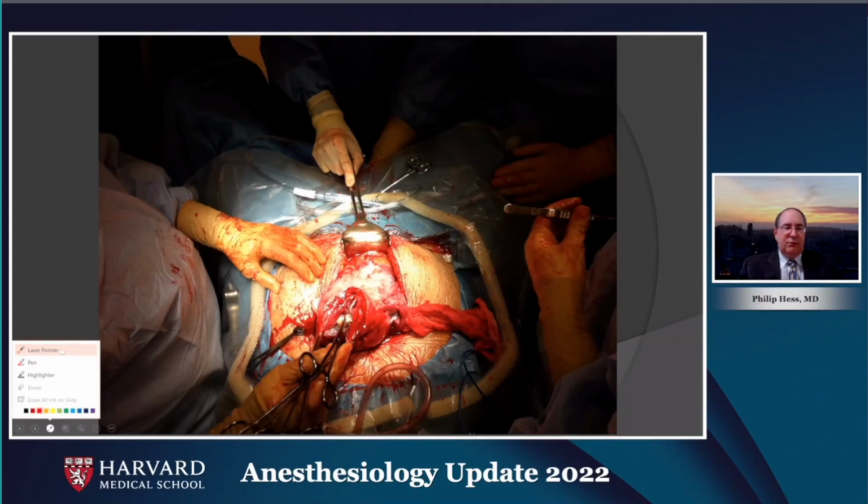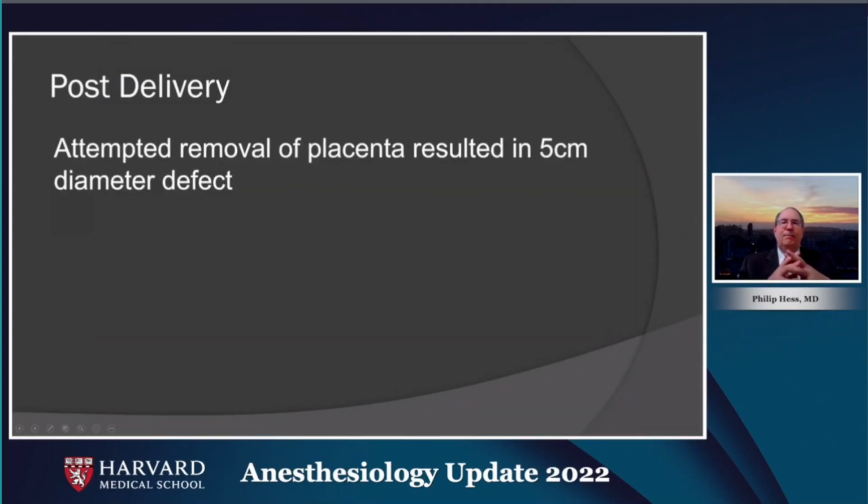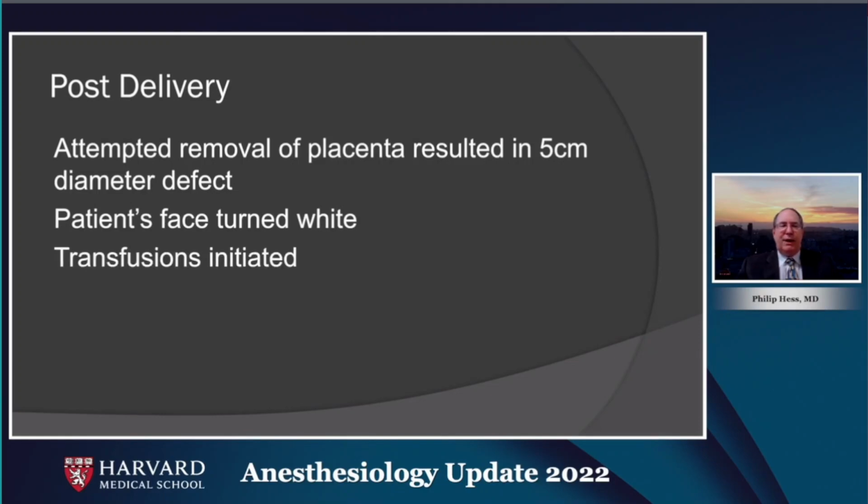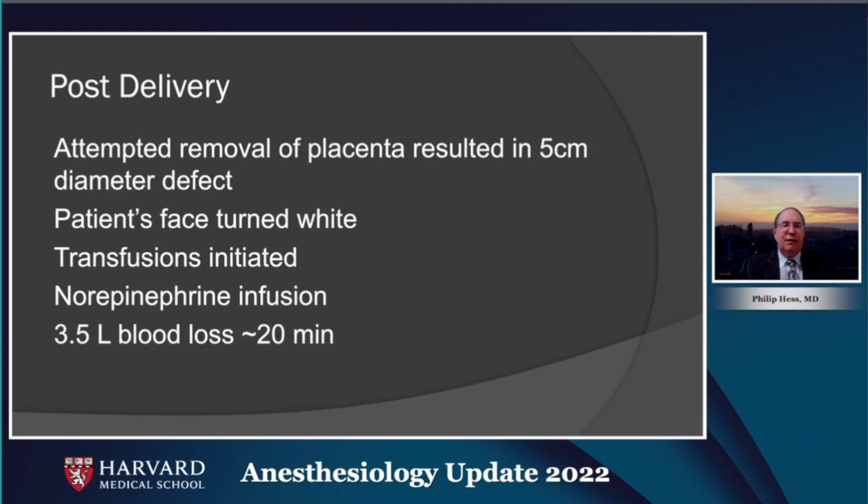This is quite an abnormal finding, of course, and no one wants to see it, but we were prepared, we thought. And the obstetrician, because of mother's wishes, wanting to preserve her uterus, tried to resect the placenta and left a 5-centimeter defect in the side of the uterus. Blood started pooling out of that 5-centimeter defect. The patient's face turned white. We started massive transfusion. Norepinephrine was started after phenylephrine infusion was completely ineffective in maintaining pressure, and we had about a 3.5-liter blood loss over a roughly 20-minute period.